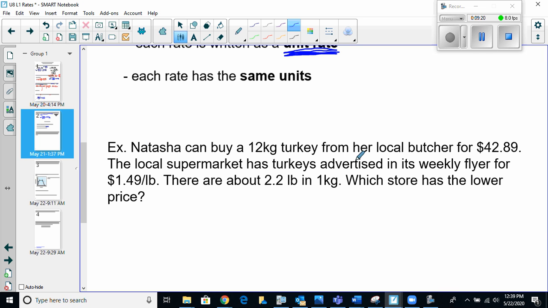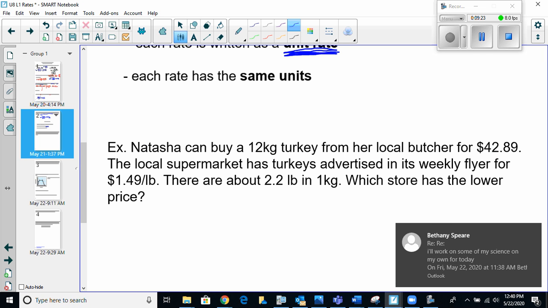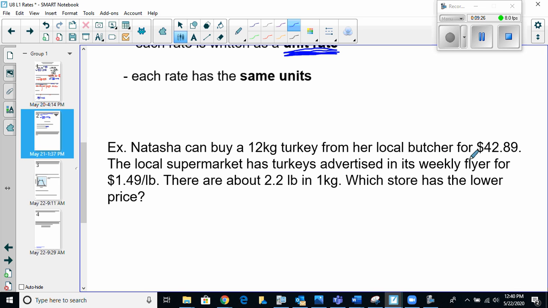Natasha can buy a 12-kilogram turkey from her local butcher for $42.89. The local supermarket has a turkey advertised in the weekly flyer for this much per pound. There are about 2.2 pounds in 1 kilogram. Which store has the lowest price? So now we will compare. We'll start with the butcher: the unit price for the butcher is $42.89 for 12 kilograms.